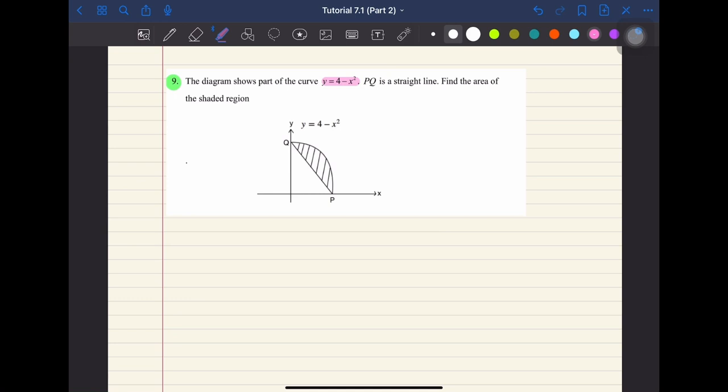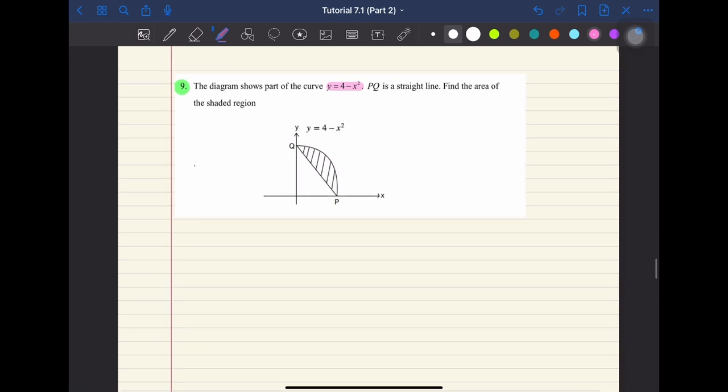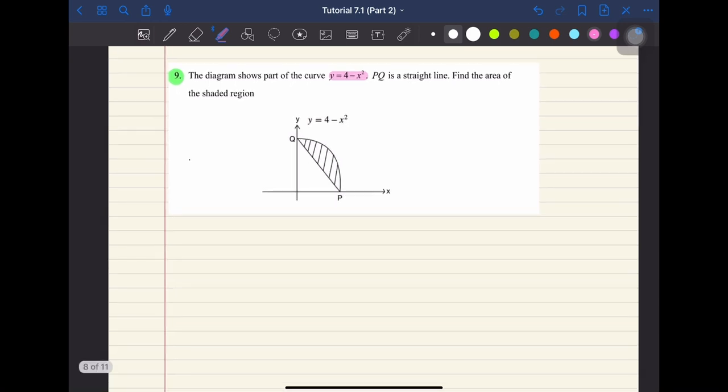Okay guys, so now let's continue with tutorial question 9. Okay, so the diagram shows part of the curve. So this is curve 4 tolak x square. Okay, kalau perasan bentuk dia masam sebenarnya, tapi dia ambil separuh je. Okay, dia ambil this one je. And then PQ is a straight line yang straight. So find the area of the shaded region. So dia nak kawasan yang ini sahaja.